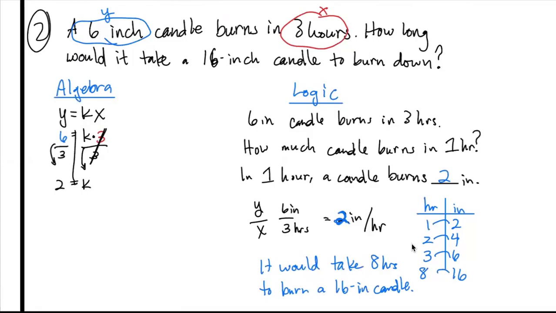So let me write that equation again. y equals kx, let me do it actually in red. y equals kx, and I know that k is 2. So I'm going to cross this out, and this is going to be a 2 now, times my hours, x is hours. I don't know how many hours, so I still have x, but I do know that my y, my inches, is 16.